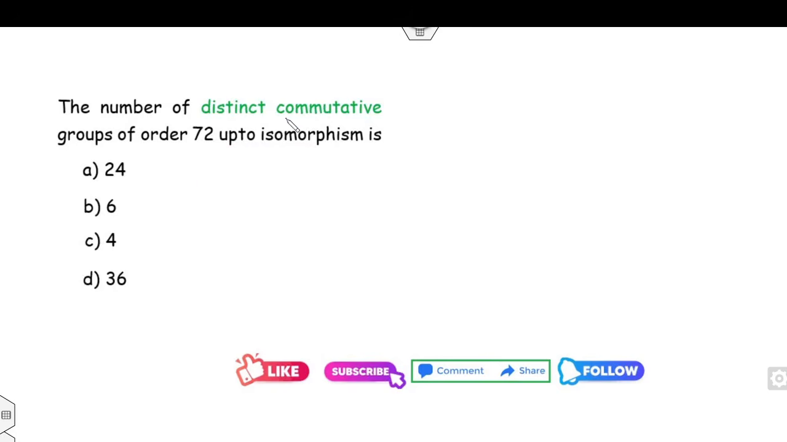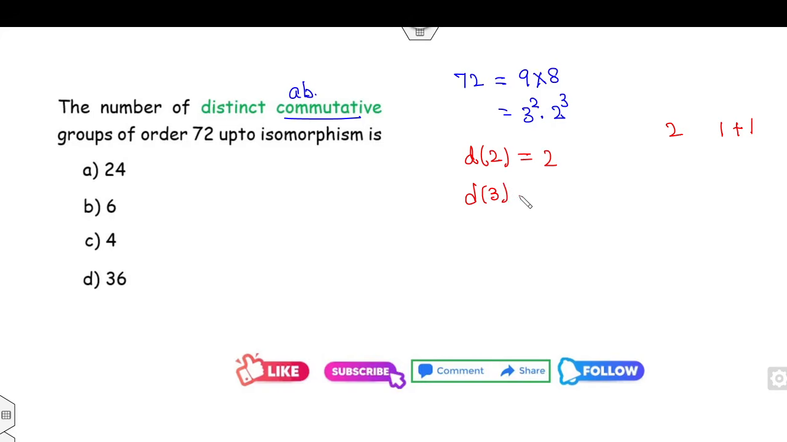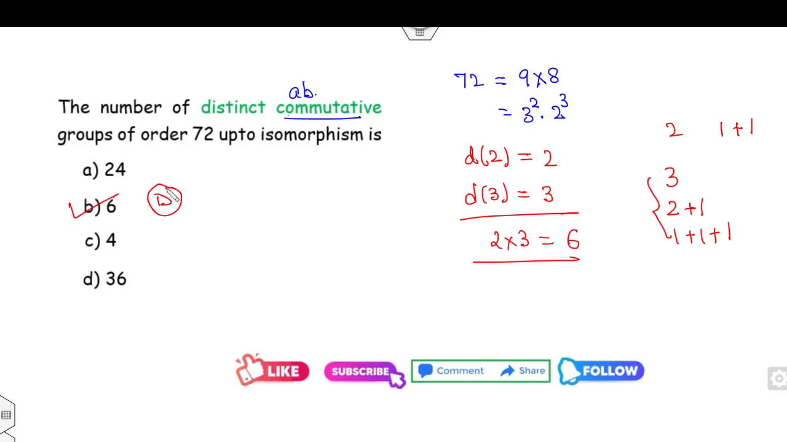How many distinct commutative, again abelian, groups of order 72? 72 means 9 into 8. 9 I can write as 3 raised to power 2, and 8 is 2 raised to power 3. Now they are the prime numbers. What is the partition of 2? There are 2 partitions: 2 and 1 plus 1. What is the partition of 3? Partition of 3 is 3, because 3, 2 plus 1, 1 plus 1 plus 1. So there are 3 partitions. So the total is 2 into 3, that is 6. So the number of abelian groups is 6, the right answer.